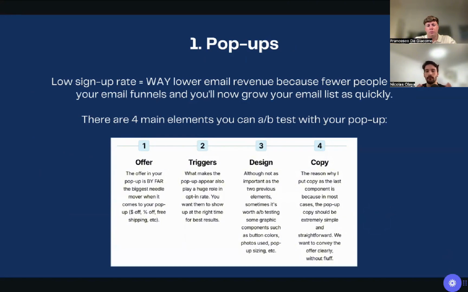Now, there are 4 main elements you can A/B test inside your pop-up. And these are the 4 main elements I basically explained in the beginning as well. First one, the offer, then the triggers, then the design, then the copy. These are all the elements you can A/B test inside your pop-up. And again, the offer is by far the biggest needle mover. So if you've only got time to test one variable inside your pop-up, make it your offer, okay?